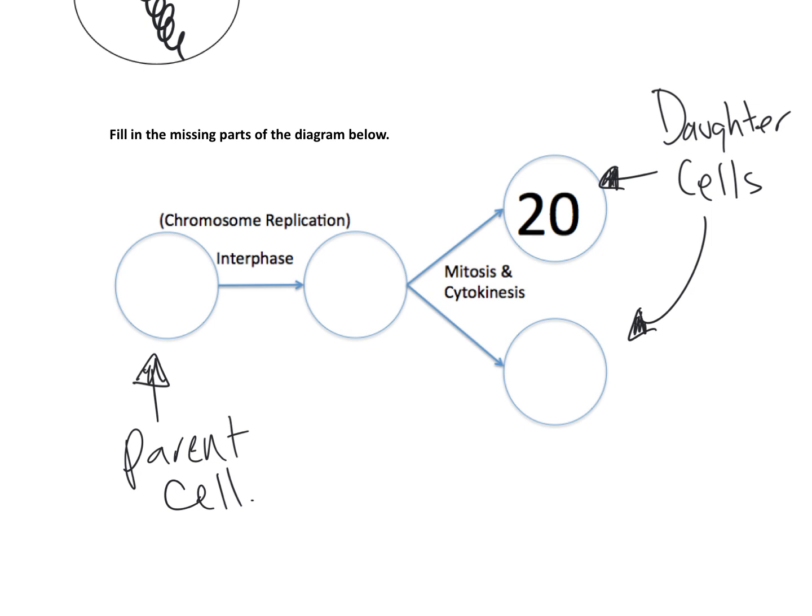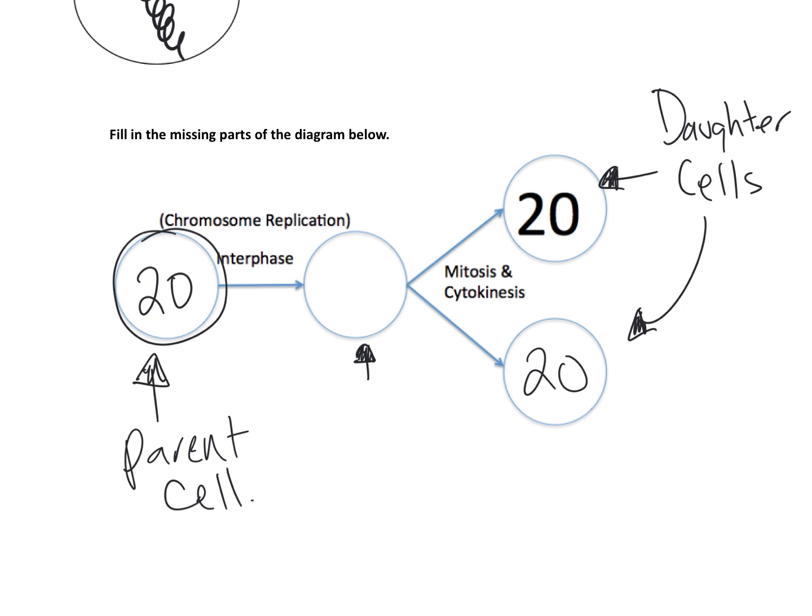In our daughter cells, we're going to have 20 in each because our daughter cells are clones of each other. They have identical copies of genetic information. So if one daughter cell has 20, the other has to have 20. And now for the parent cell, the parent cell is going to have the same number of chromosomes as the daughter cells. So the parent cell will also have to have 20.